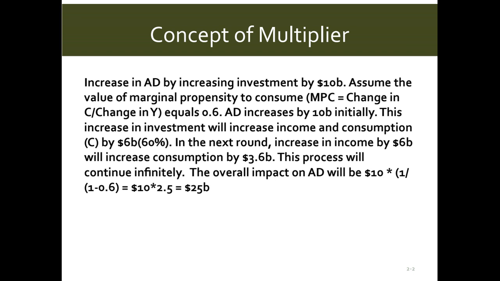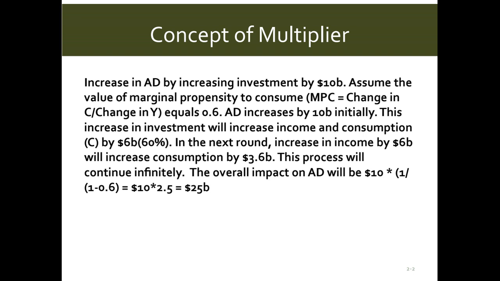For example, if the value of marginal propensity to consume is 0.6, and I receive an additional $100 of income, then out of that $100, I will spend $60 buying goods and services and save $40. If my income increases by $1,000, then I will spend $600. That is 0.6 or 60%. So I'm assuming that marginal propensity to consume is 0.6, that is 60%.